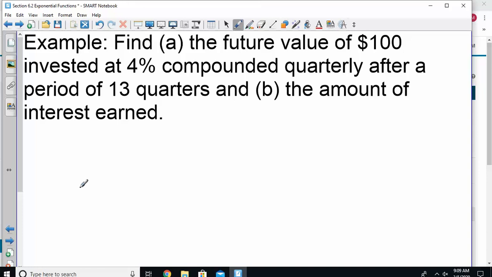So every problem we're doing today is going to involve one of those two formulas. If I say the word continuous, that's when you use the formula with the e in it. Otherwise, you're using the first formula. So, first example.